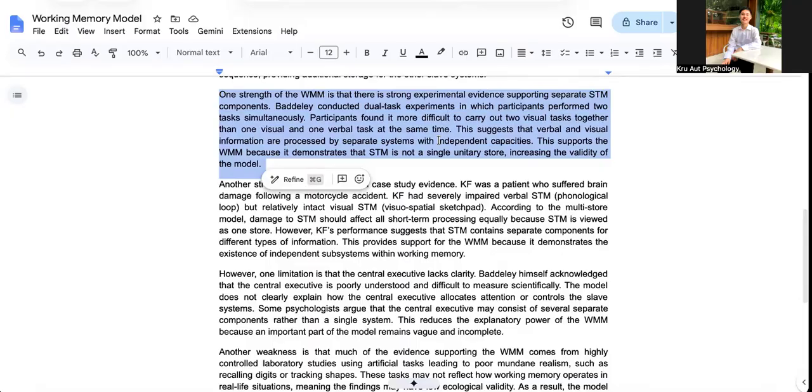Then the linked sentence. This supports the working memory model because it demonstrates that short-term memory is not a single unitary store, increasing the validity of the model. So this suggests the model is correct.